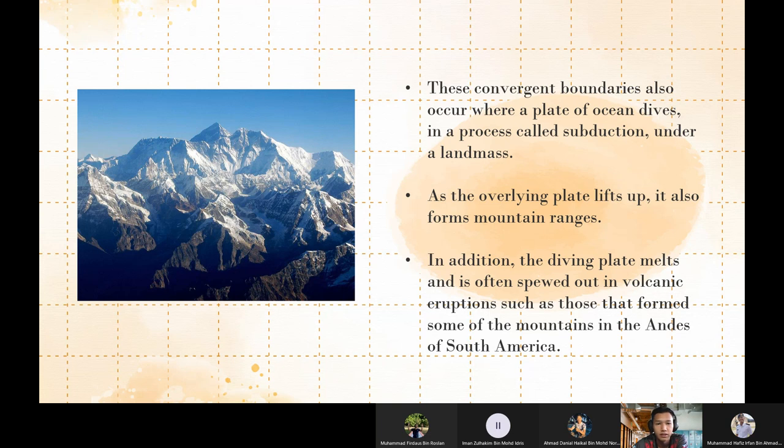These convergent boundaries also occur when a plate of ocean dives in a process called subduction under a landmass. As the overlying plate lifts up, it also forms mountain ranges. In addition, the diving plate melts and is often spilled out in volcanic eruptions, such as those that form some of the mountains in the Andes of South America.